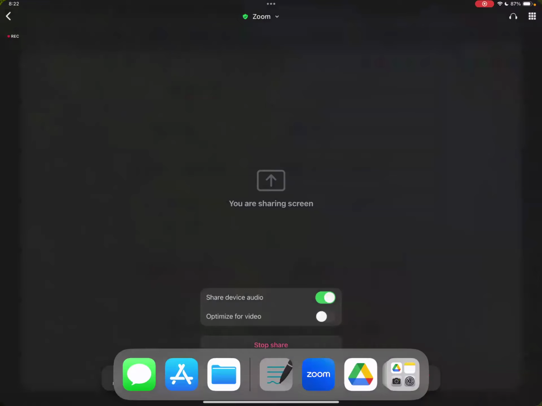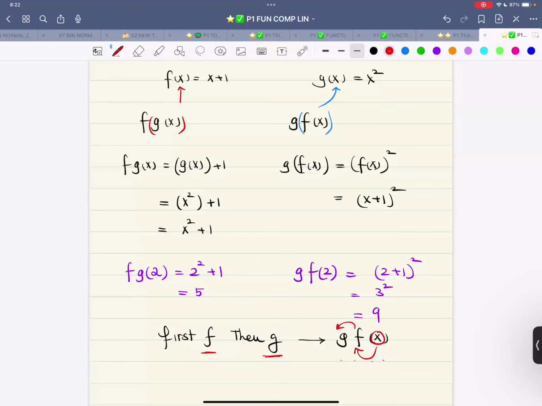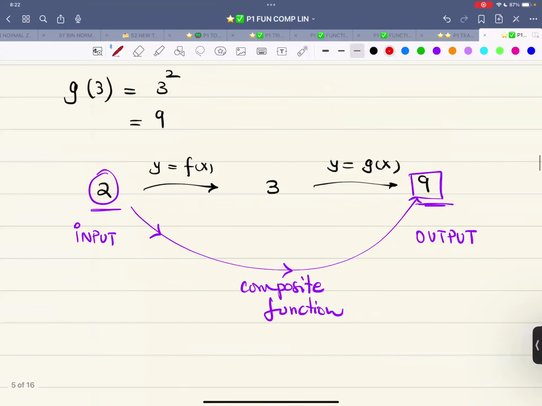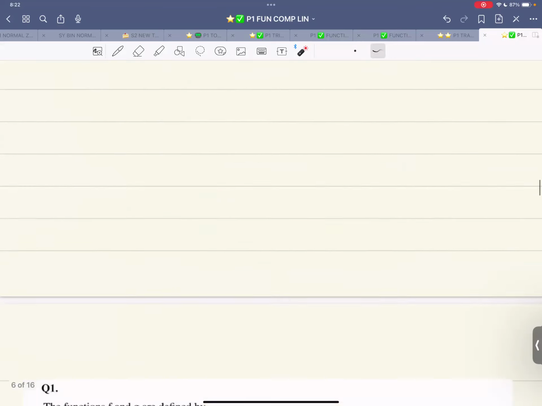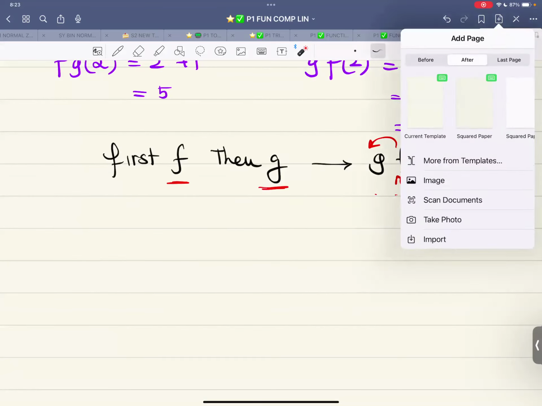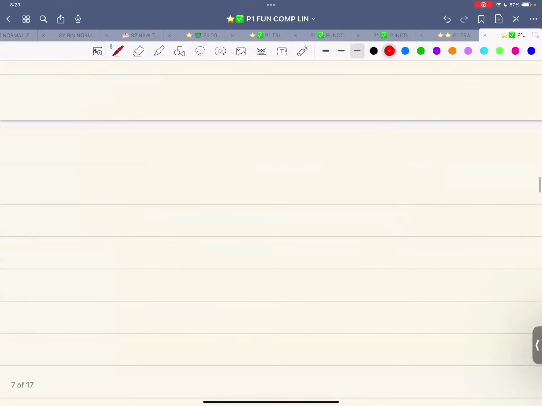So now that the recording is resumed, just focus on this. We have 2, it becomes 3, 3 becomes 9, okay? And a single function that maps 2 onto 9, that is called a composite function. So let me rewrite this idea a little bit more. So we have 2, and this 2 is becoming 3, 3 is becoming 9.